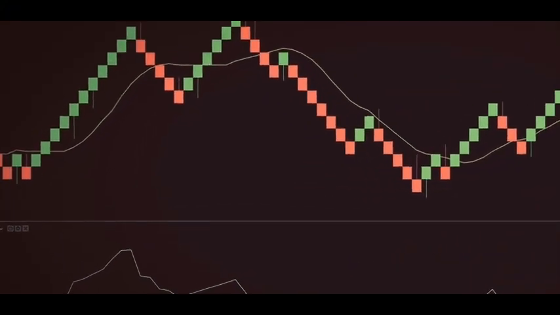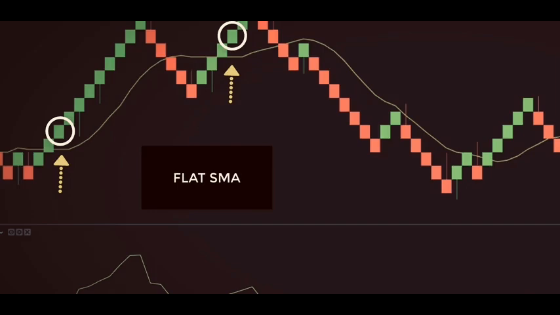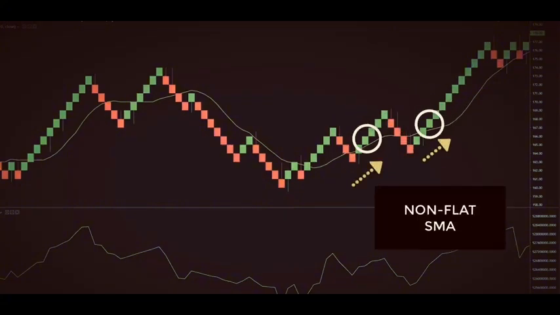In our case, the first 2 signals appeared when the 10 SMA was flat. So a conservative trader would have ignored these signals and focused on the last ones when the slope was clearly pointing upward.